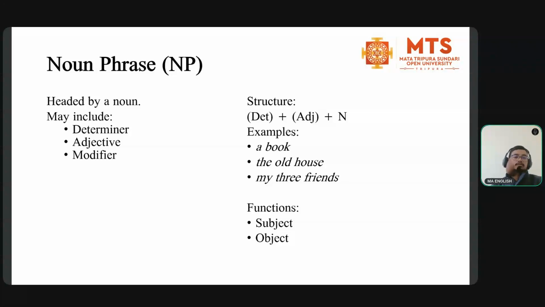Okay, so a noun phrase may include a determiner. Determiners are like a, the, my. These are all determiners, right?